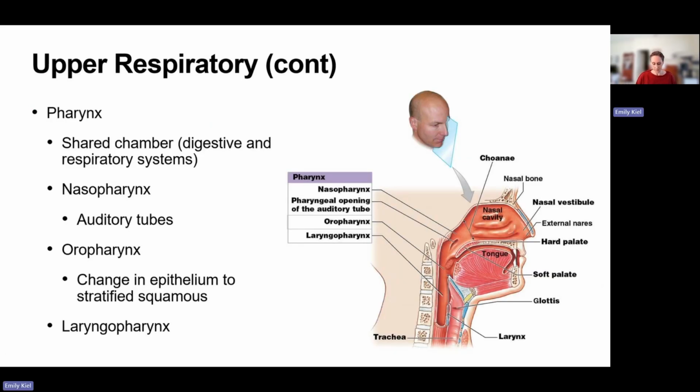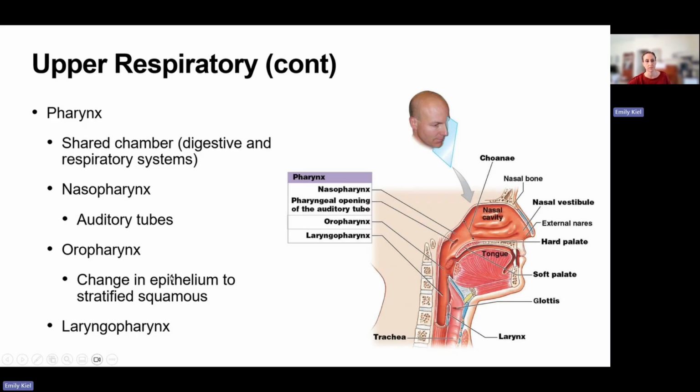A little bit more about the upper respiratory tract. We have the pharynx, and this is the shared chamber between the digestive and respiratory systems. And so there's 2 parts of it. There's the nasopharynx, which is the respiratory part. It is the more superior part. So we've got it right here, that nasopharynx, and that's where the auditory tubes exit. So right here, those eustachian tubes where you can get drainage from or help equalize pressure. And then you have the oropharynx, which is the part related to the oral cavity.